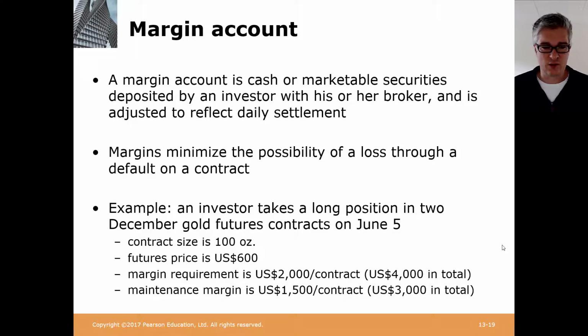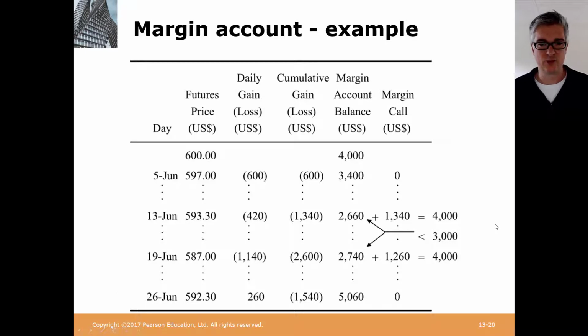And then there's the so-called maintenance margin, which is in this case 1.5 thousand per contract. So how does this maintenance margin work? Whenever your margin account goes below this maintenance margin, you're given a so-called margin call. Someone calls you up and says, hey, you need to fill your margin back up to this original margin requirement.